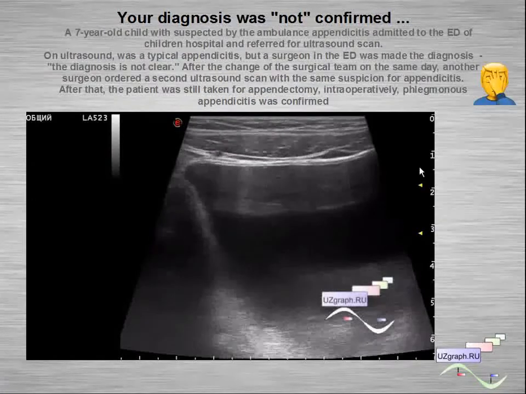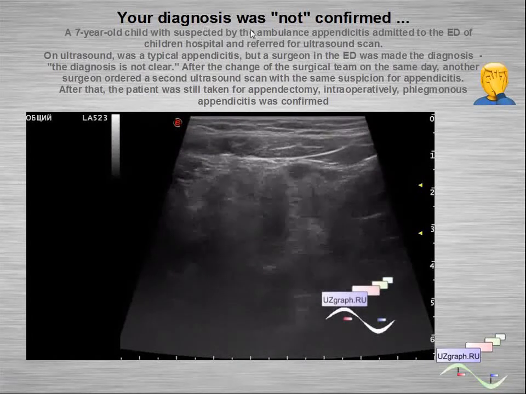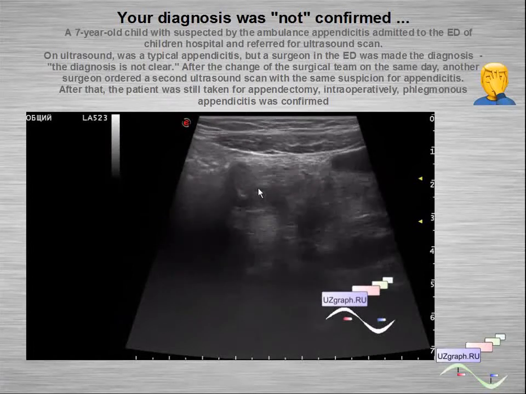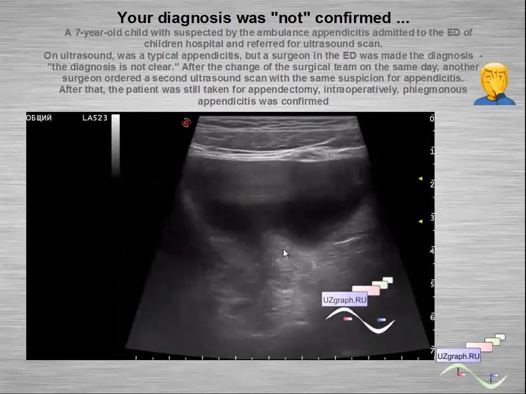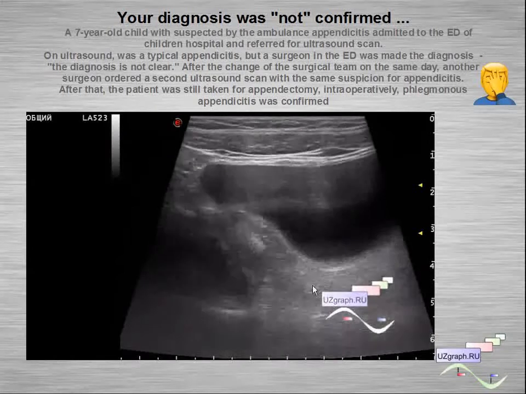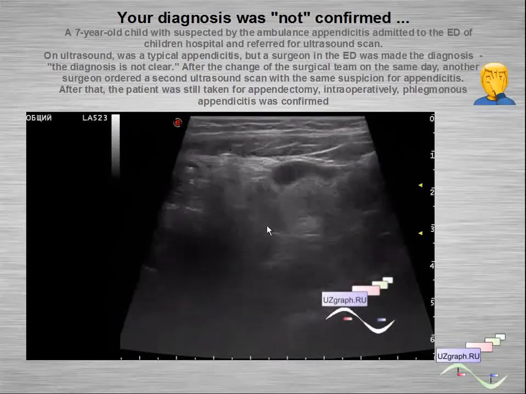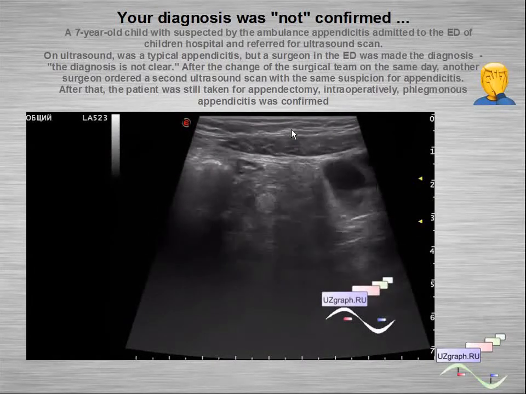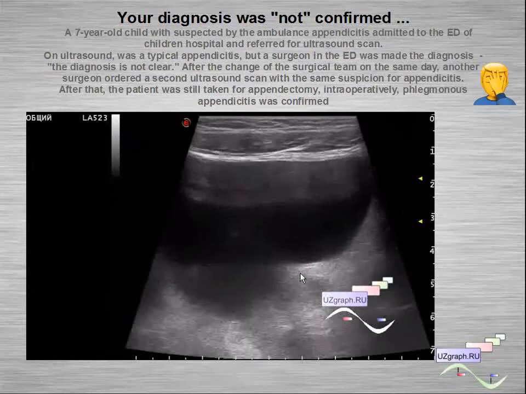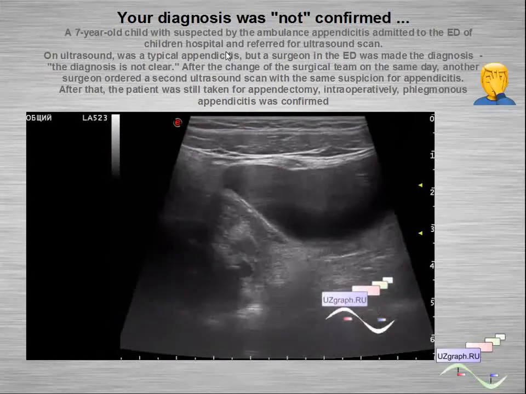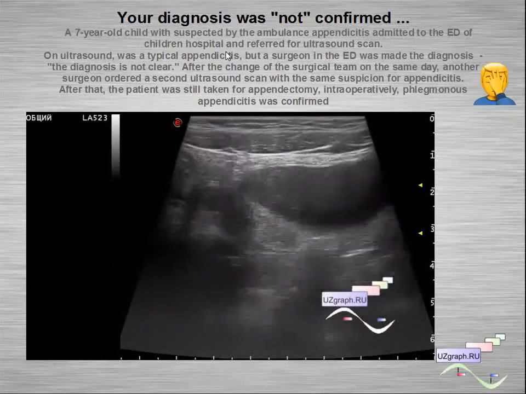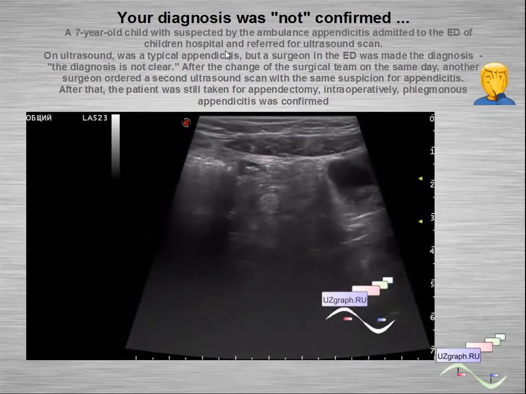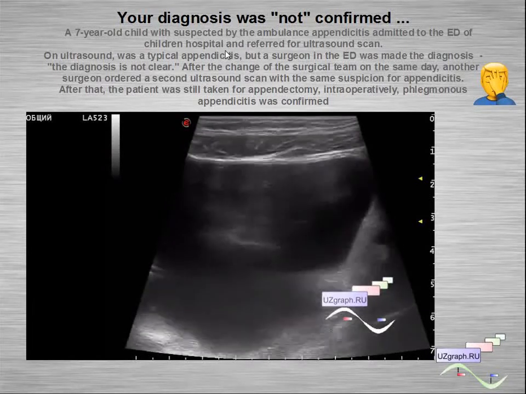Another example, where the diagnosis was not confirmed, and we can see an enlarged appendix here in the pelvis. The ultrasound conclusion was appendicitis, but in the morning, as I told before, one clinician did not confirm my diagnosis, and in the evening, a second clinician confirmed my diagnosis.